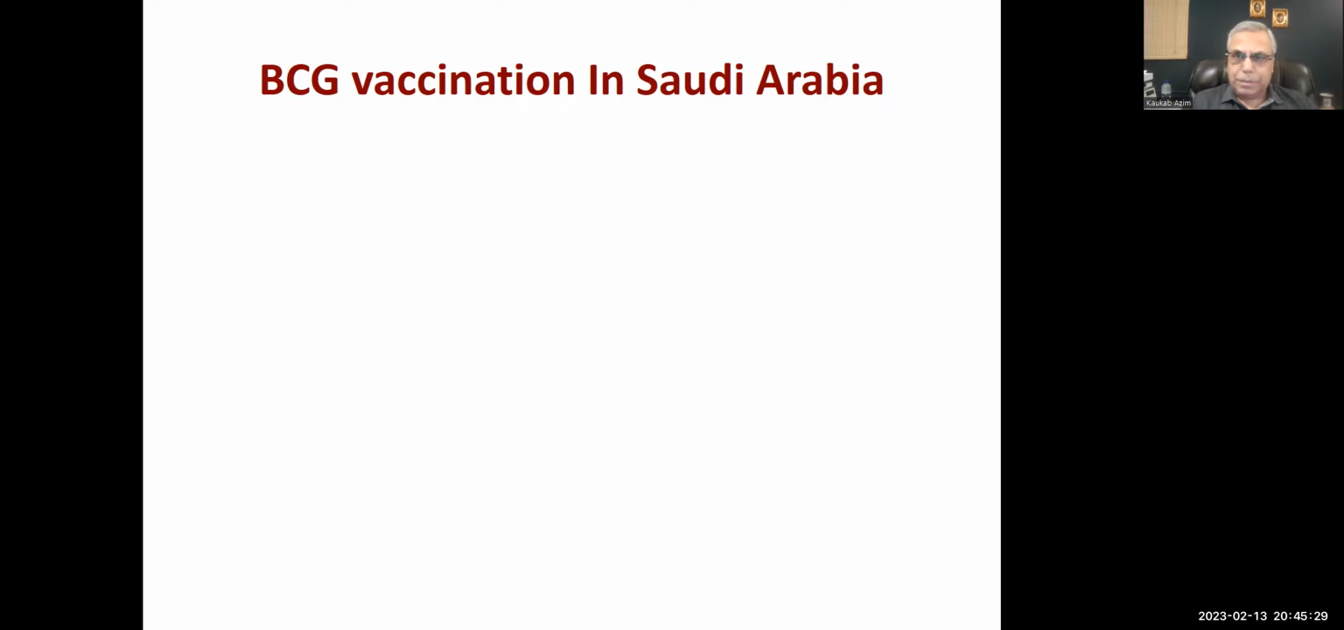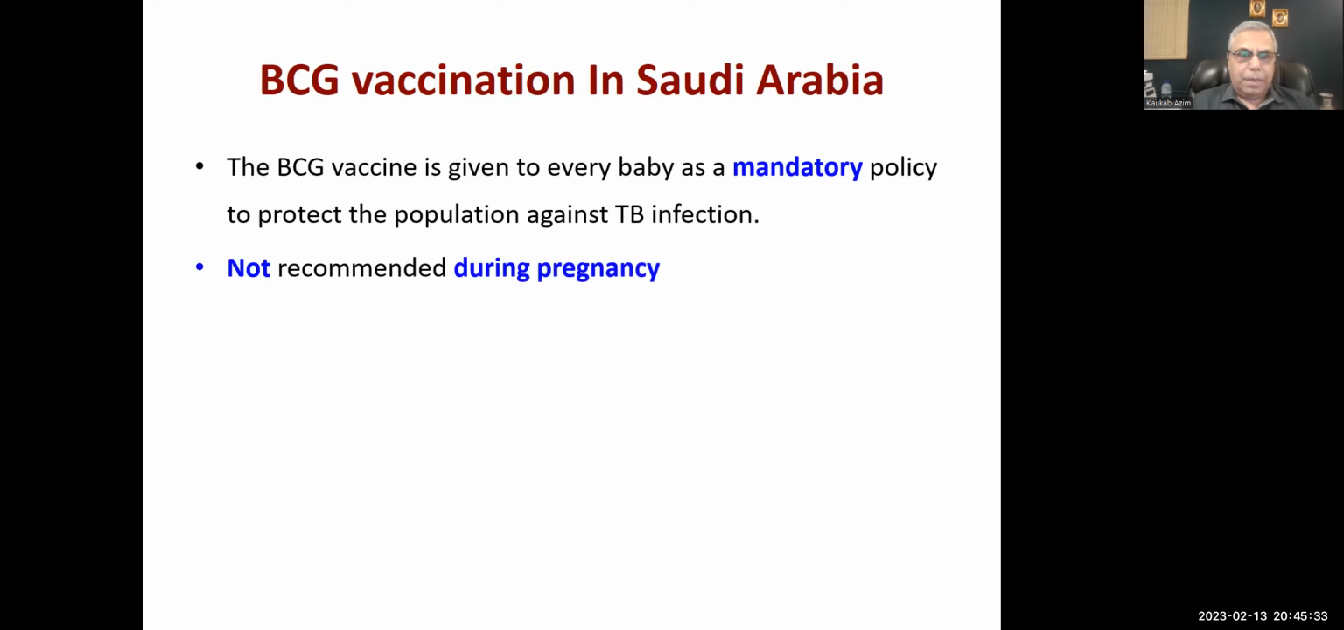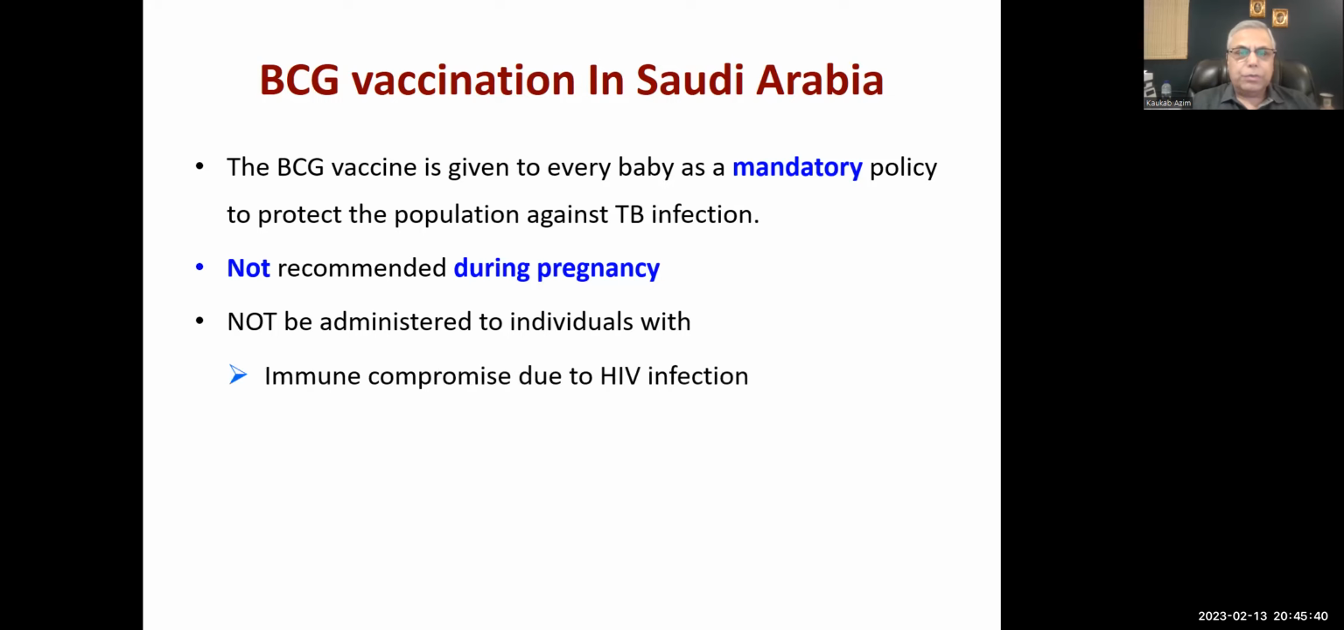BCG vaccination in Saudi Arabia is mandatory, and it is not recommended during pregnancy. It is not administered to the following individuals, which are immunocompromised due to HIV infection. Remember, it is an attenuated bacterium. It is BCG, a bacterium that has been produced in the lab, attenuated. It does not cause infection, but these people are immunocompromised.